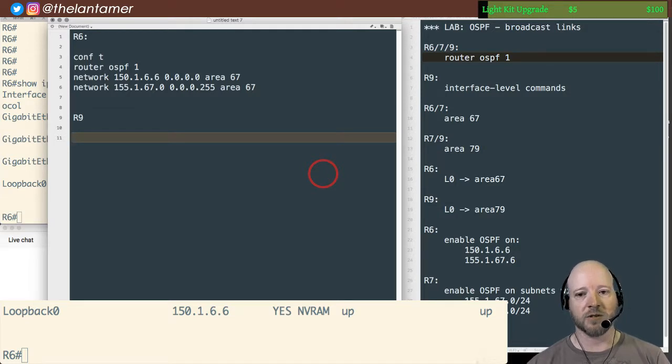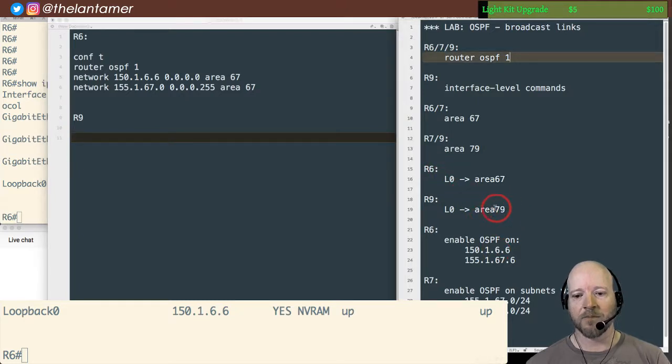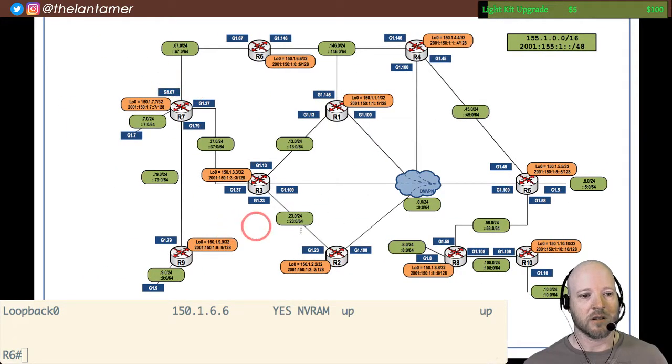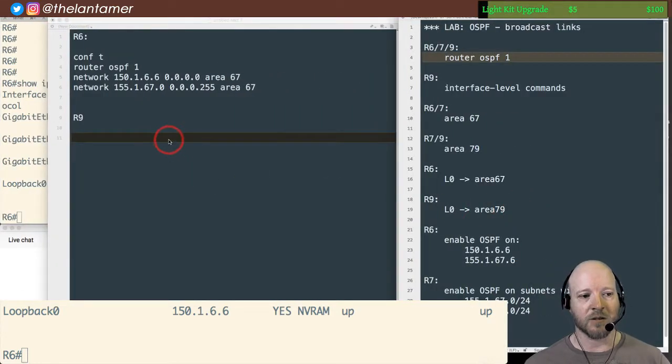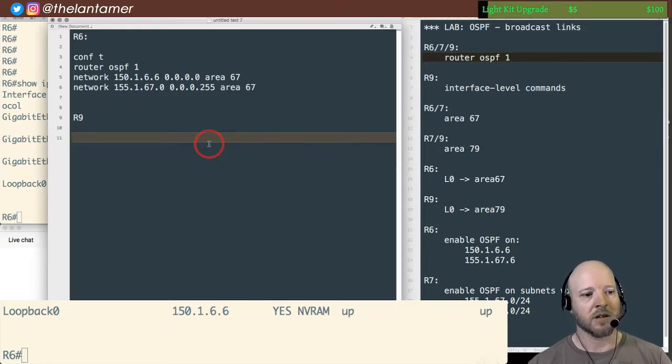Now in this one we're going to do, it says interface level only commands. And in router 9, we know we need to do loopback 0. And we can derive the fact that we need to do this on the link between router 9 and router 7, because that is the link that they share. So that is going to be the interface, interface GI0179.